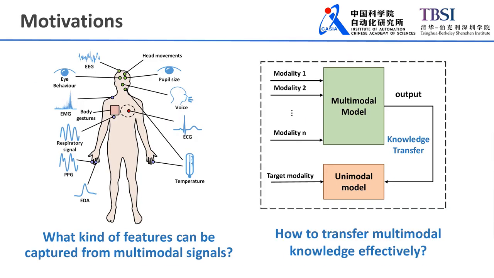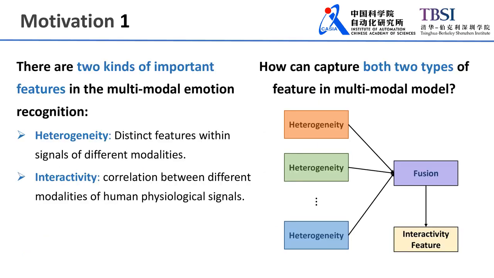For the reasons mentioned, we proposed our method based on the following motivations. First, what kind of features can be captured from multimodal signals? Second, how to transfer multimodal knowledge effectively. Many researchers focus on interactivity and heterogeneity, which are two important features in multimodal classification tasks. Heterogeneity refers to the distinct features within signals of different modalities. Interactivity focuses on the correlation between different modalities of human physiological signals.